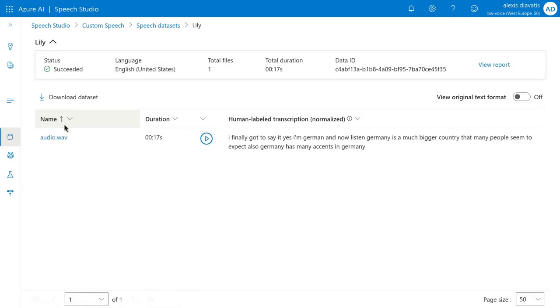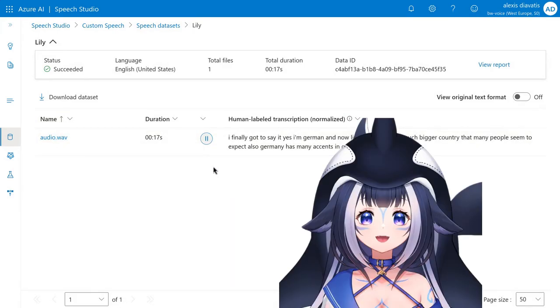But, did you know that Germany is a much bigger country than you may think? Analysis. Germany is a much bigger country than many people.